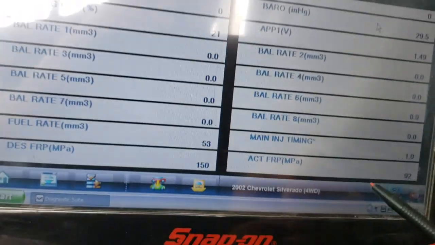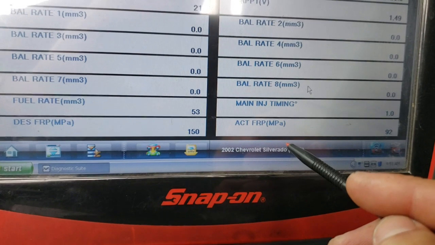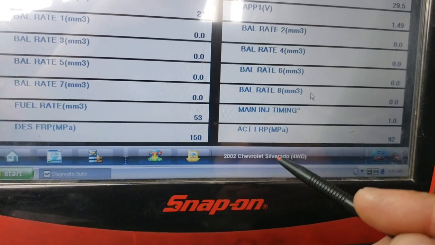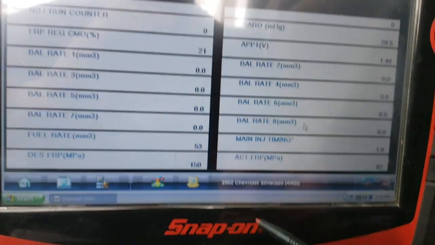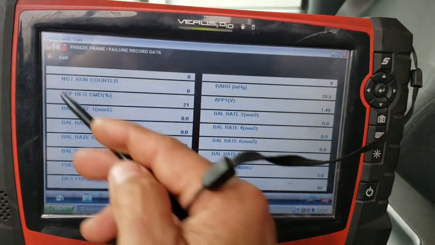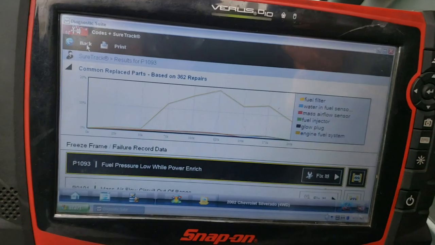Is that gonna be the sensor, the fuel rail pressure sensor, or is that gonna be a real low fuel pressure at the high pressure pump? When that happens, we gotta make sure the low side has no restriction and is fitting properly. So let me see, we're gonna start doing more testing into this and find out what else we can do.